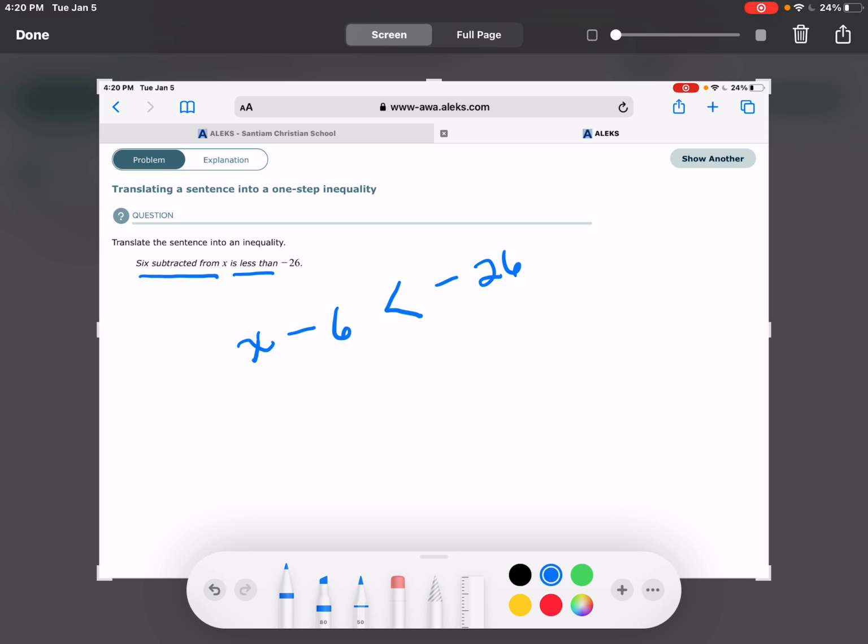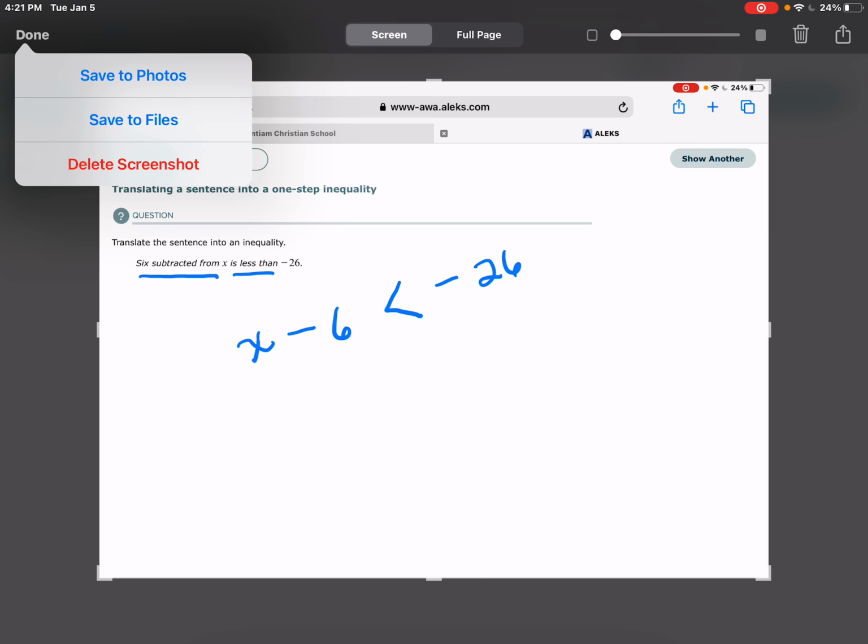It doesn't say it's equal to it or it could be equal to it. It just says it's less than. So we have x minus 6 is less than negative 26.